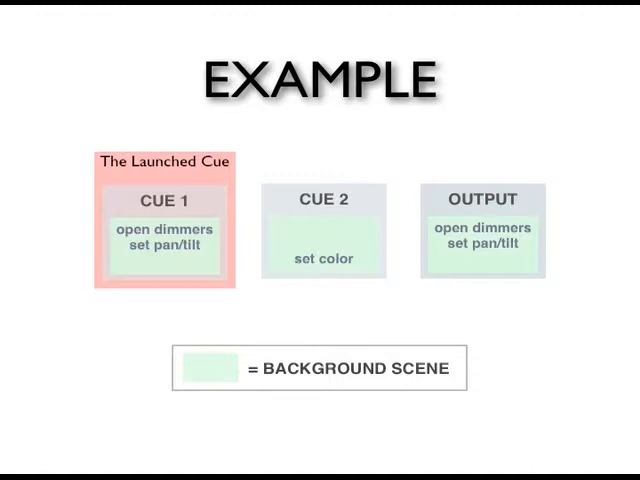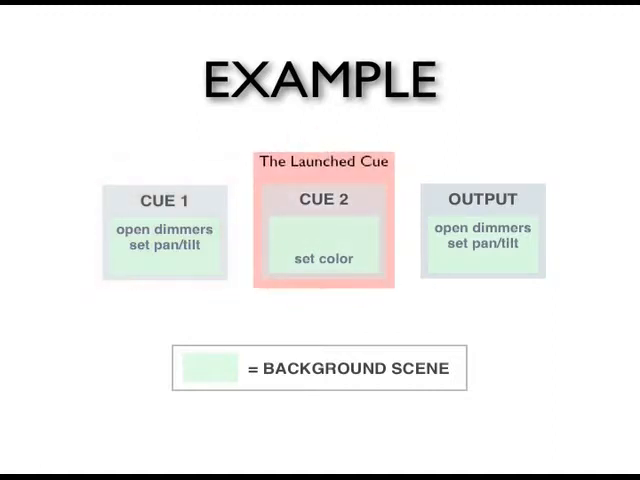Now, the reason it's called queue stacking is because Xciter stacks information from the background scenes, as you'll see when we launch queue number 2. The resulting look on stage will be opened and position lights with a color. The information from queue 1 wasn't wiped out when we launched queue 2. It was combined, or stacked, with a background scene from queue 1.